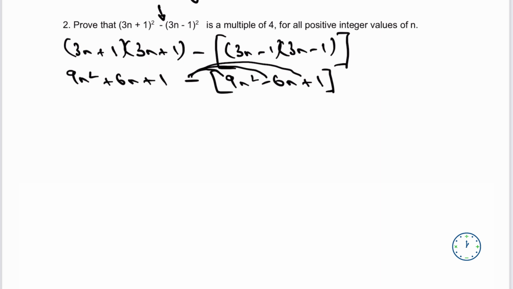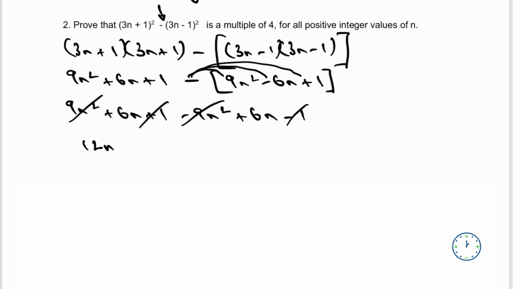So let's have a look at when I write that out. I'm going to get 9n squared plus 6n plus 1. I'm going to get minus 9n squared, as I mentioned, plus 6n, and then negative 1. Okay, now the good news with all of this is that some of these terms then disappear, so I can get rid of that because 9n squared minus 9n squared is gone. I also get rid of that, which is plus 1 and negative 1. And what I get left with is actually 12n.